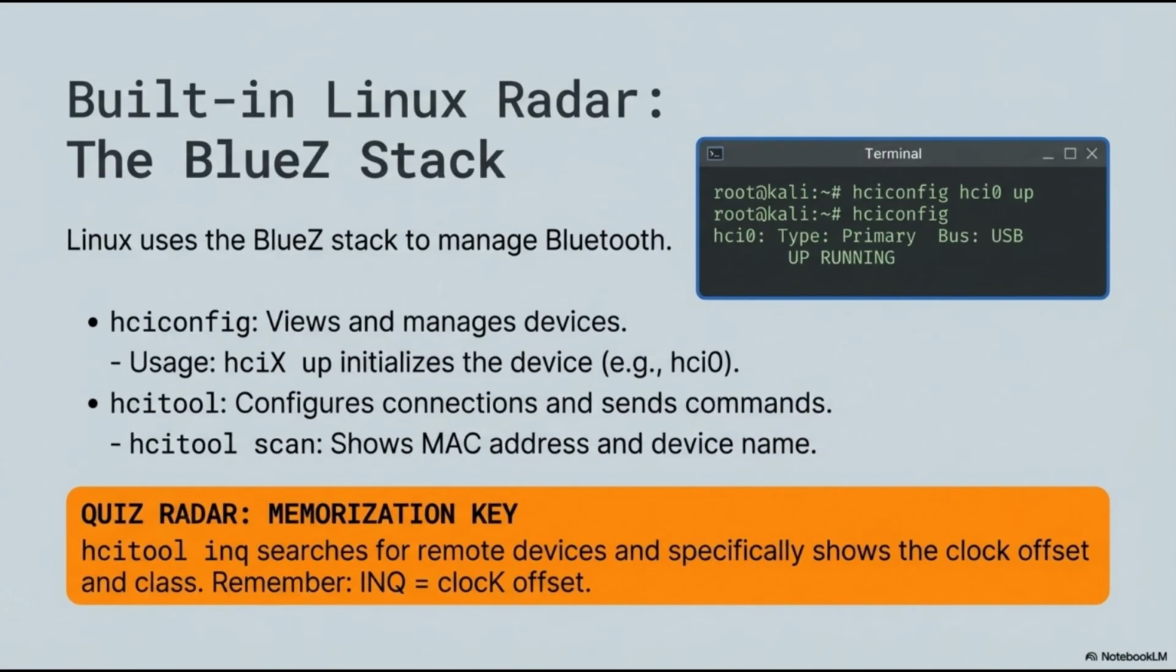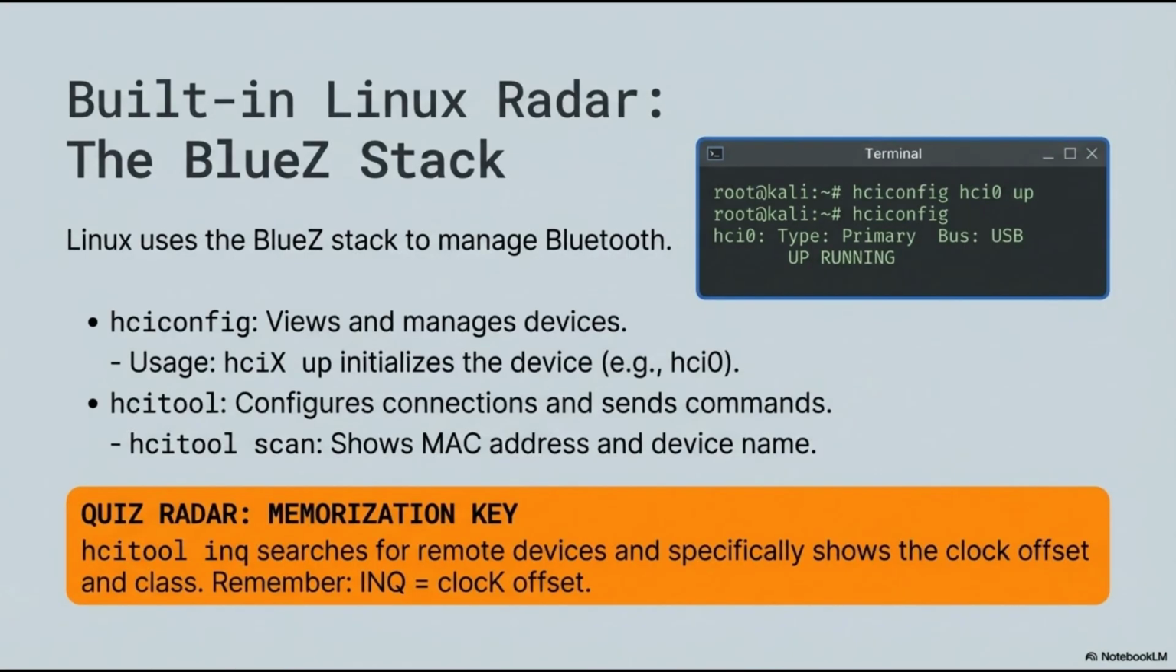You can type hciconfig hci0 up to wake up the Bluetooth adapter, or down to turn it off. Right, the hardware state. Then you have hcitool. This is for configuring connections and sending commands out into the world. For example, hcitool scan goes out and shows you the MAC addresses and device names of remote devices.